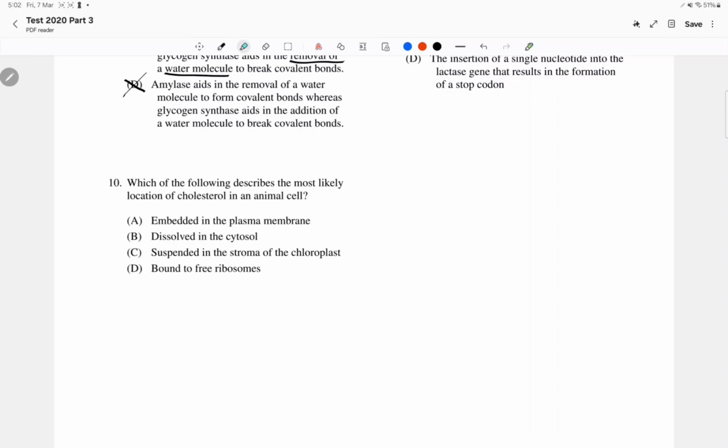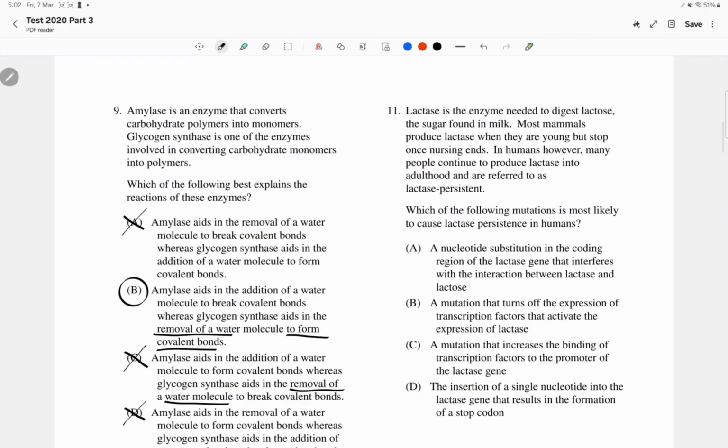Which of the following describes the most likely location of cholesterol in an animal cell? Yeah, it's A. Okay, yeah, follow my path.